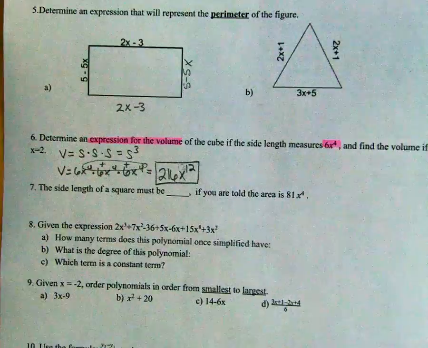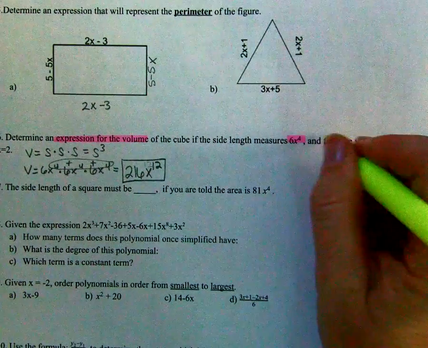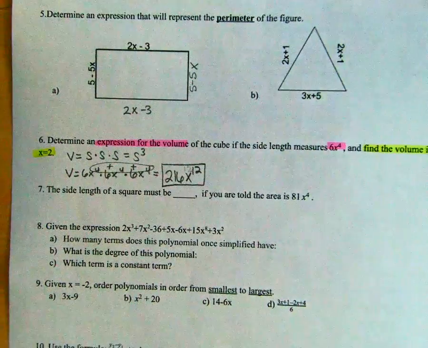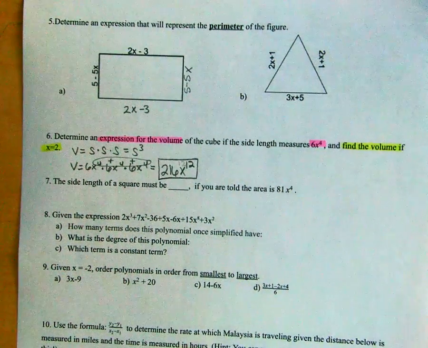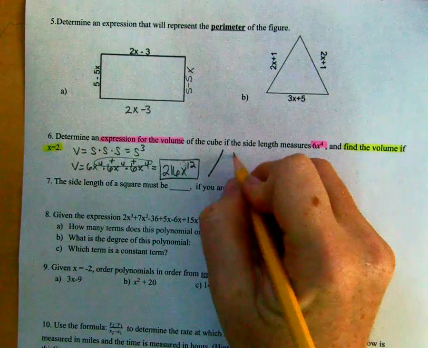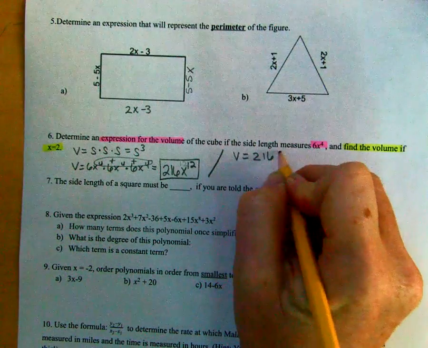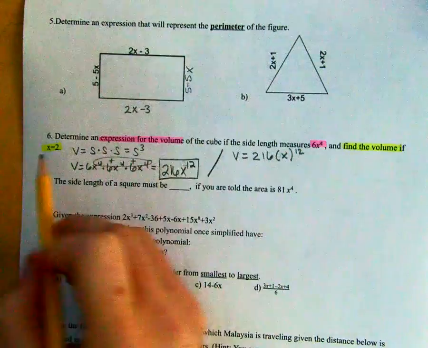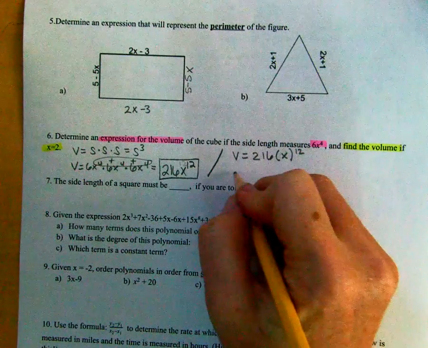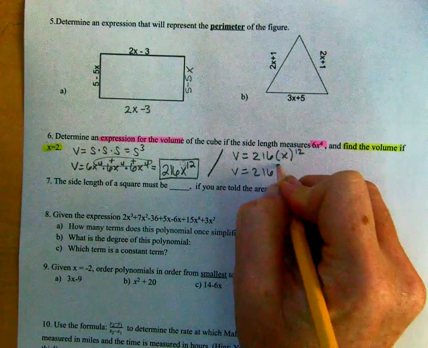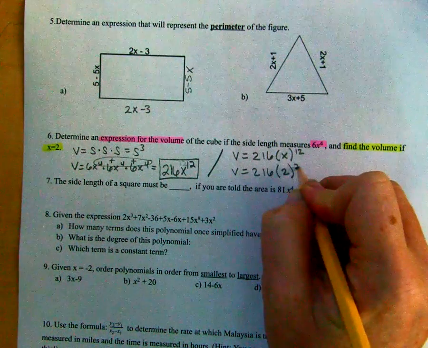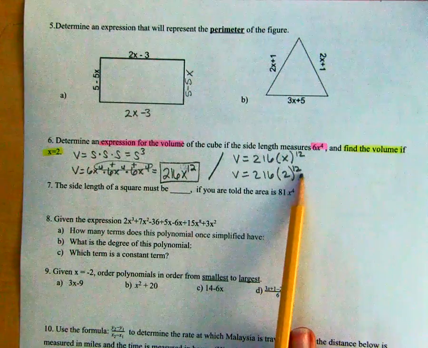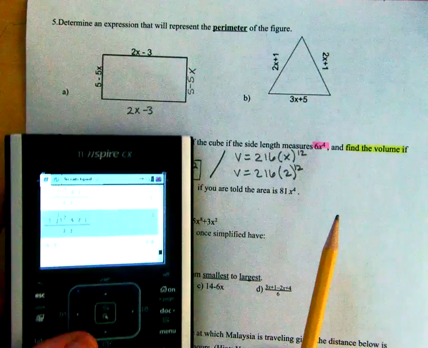And then it tells me to actually find the volume given x is 2. Find the volume given x is 2. So then I can take my expression for volume, which was 216x to the 12th. But instead of x, I know x is 2. So this is going to become 216 times 2 to the 12th. And I need to make sure I'm paying attention to order of operations here. I need to make sure it's 2 to the 12th, and then that answer times 216.